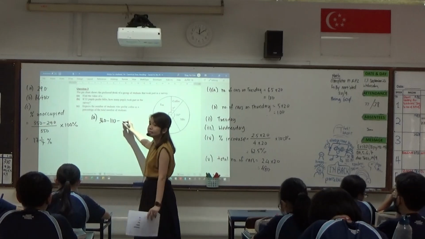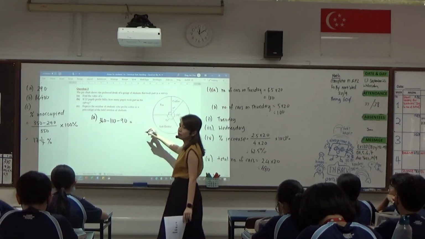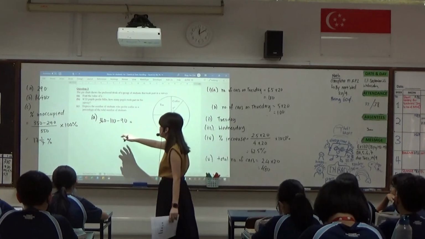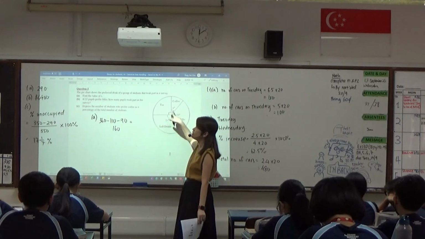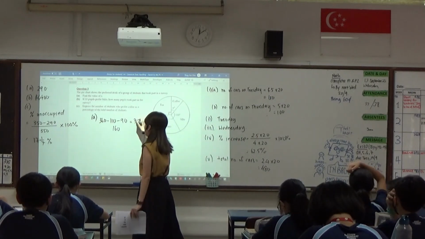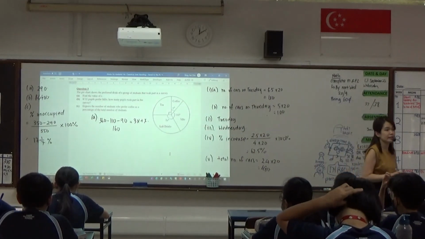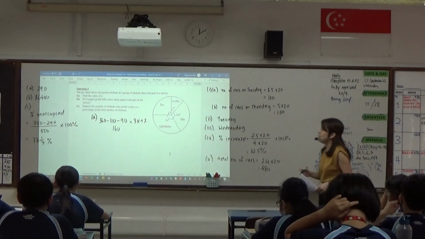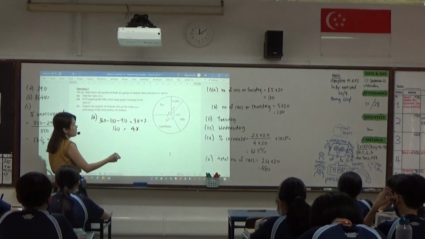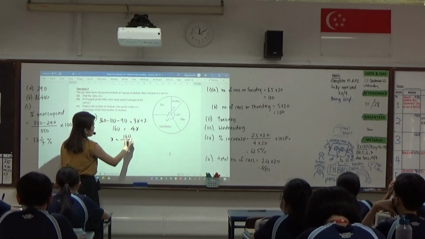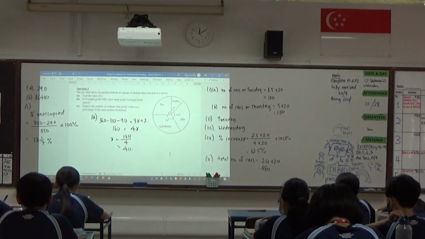Minus 110 minus 90 equals 160, yes. Okay, complete the equation for me. This is actually going to give us the value for 3x plus x, right? So form an equation, it should look like that. I want us to learn how to form an equation. Yes, okay. So then we calculate 160 equals 4x. So x equals 160 divided by 4, which gives us 40. Okay.